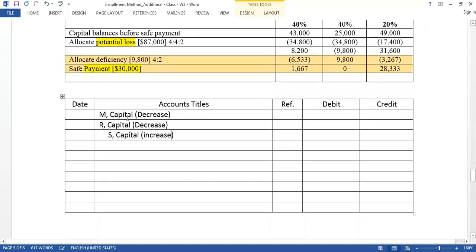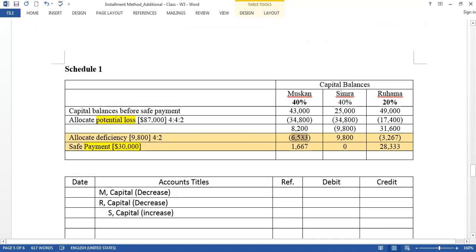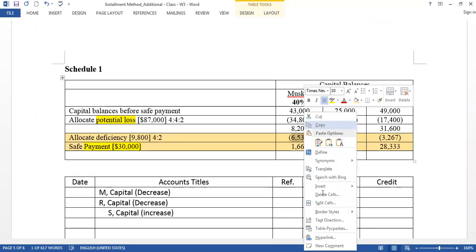S capital increase. So nothing is related with cash. Try to understand. Nothing is related with cash, right? Because I'm not going to give you my cash to your capital. I am going to give my capital to you. So that's why my capital will decrease and your capital will increase. Something like this. So Muskan is going to sacrifice this amount.